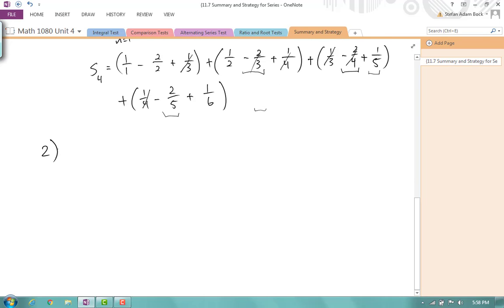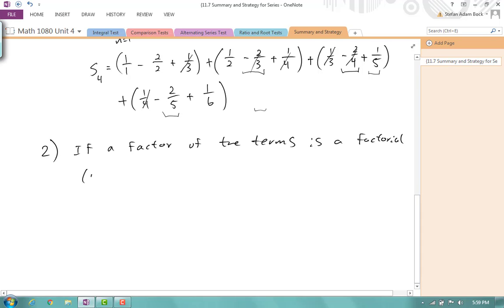So for less immediate series, if a factor of the terms of the series is a factorial, for example, n plus 2 factorial over 3 to the n, or n to the n squared over n to the n times n factorial, or other similar such things, then I'm going to want to use the ratio test.